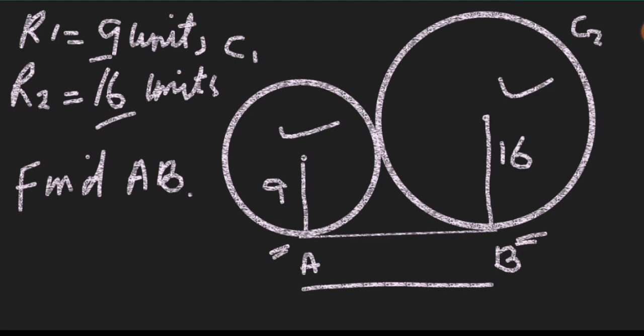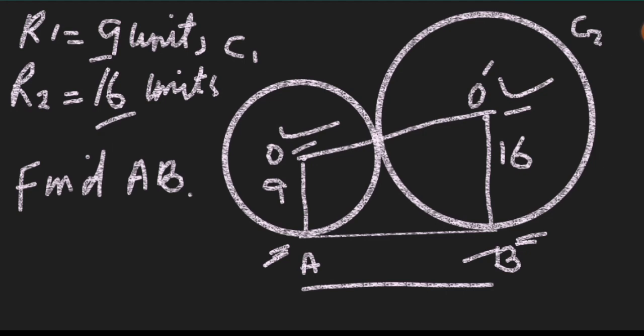Let's start. Suppose we join the centers of the circles, O dash and O. O dash is the center of the bigger circle, C2, and O is the center of the smaller circle, C1. Now you can see a quadrilateral is being formed here, the quadrilateral ABO dash O.